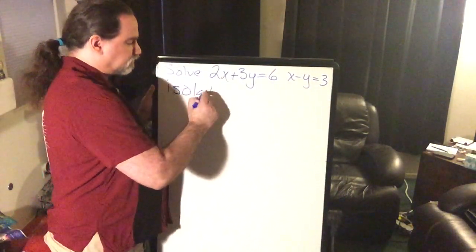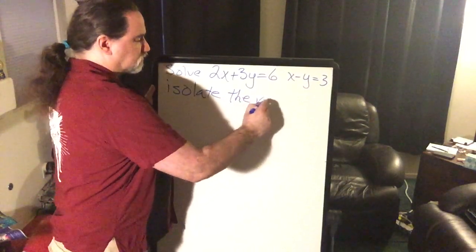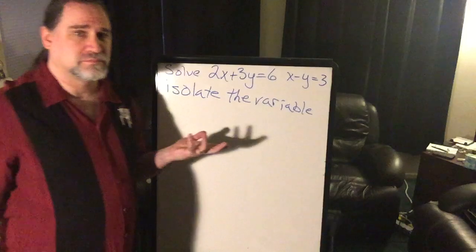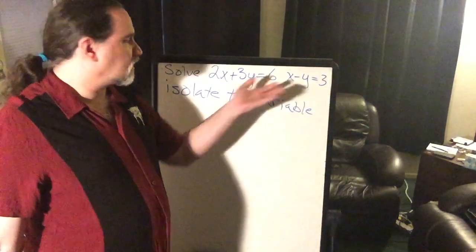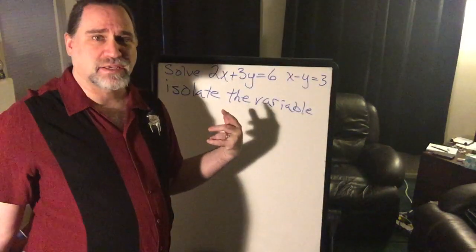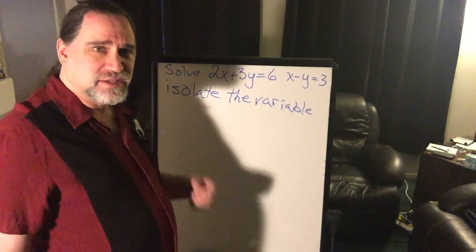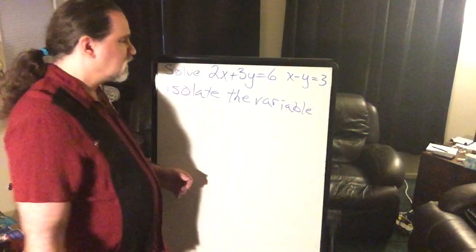isolate the variable. Which variable? Doesn't matter. You need to isolate one of them. So you look at the equations, and you can decide which one you like, which one looks easiest. We'll see this again in the next follow-up.